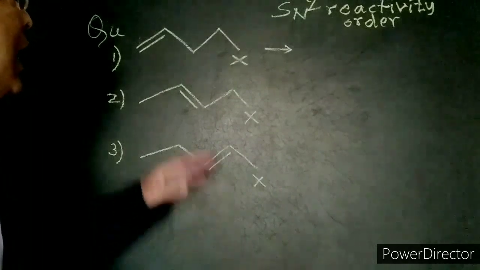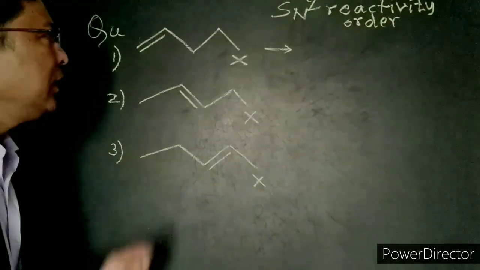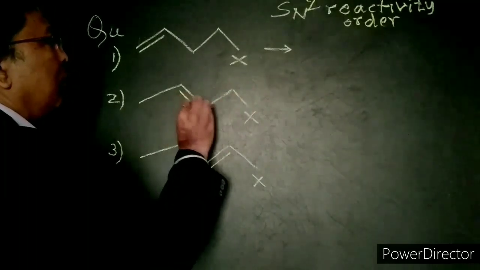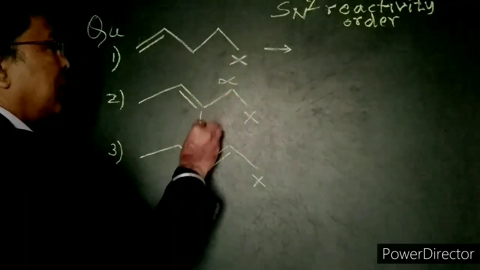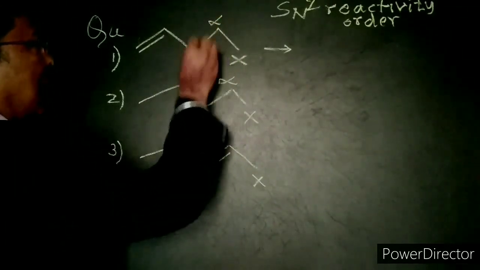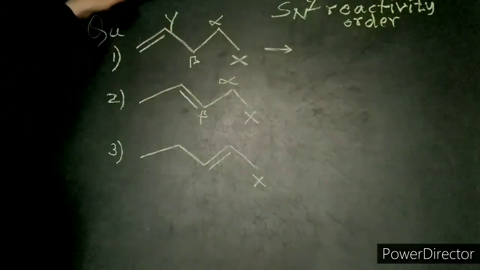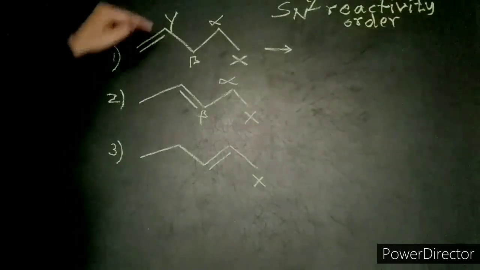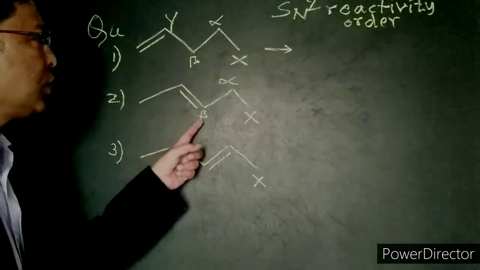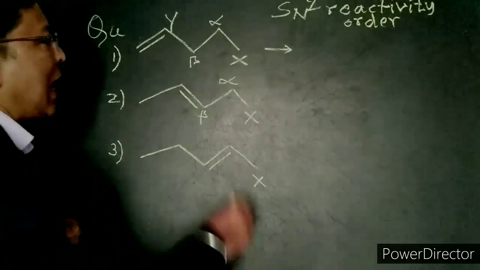And if we are asked to arrange the SN2 reactivity order in these molecules, then we have to think in a different way. If you see here, the double bond is on the beta carbon atom, that is, this is the alpha carbon atom and this is the beta carbon atom. And here, this is alpha, this is beta, and this is gamma. The double bond is on the gamma carbon atom here, and here the double bond is on the beta carbon atom. As the double bond is close to the carbon bonded to the halogen, SN2 reactivity will be more due to the minus I effect.